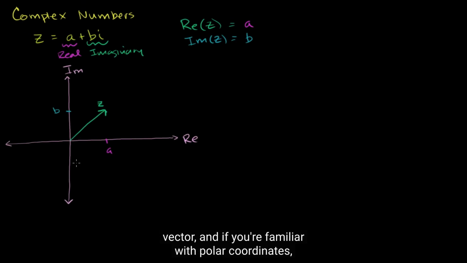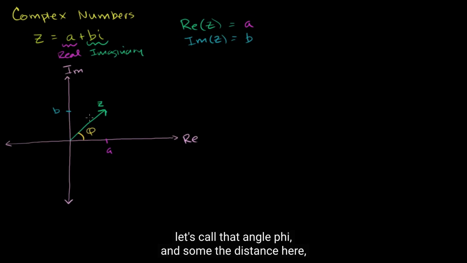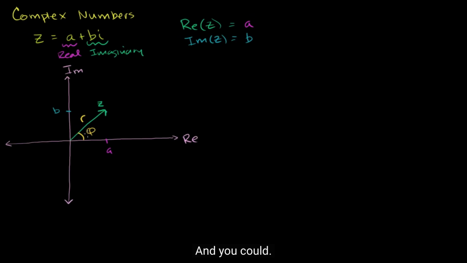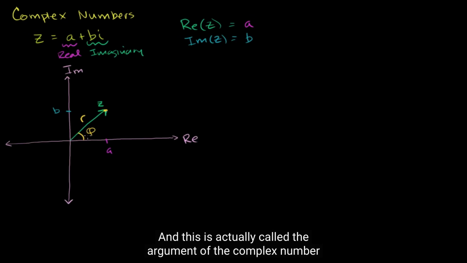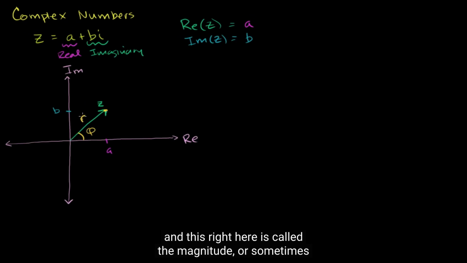Now when you draw it this way, as a position vector, and if you're familiar with polar coordinates, you're probably thinking, hey, I don't have to represent this complex number just as coordinates, just as an a plus bi. Maybe I could represent this as some angle here, let's call that angle phi, and some distance here. Let's call that r, which is kind of the magnitude of this vector. And if you gave some angle and some distance, that would also specify this point in the complex plane. And this is actually called the argument of the complex number, and this right here is called the magnitude, or sometimes the modulus, or the absolute value of the complex number.